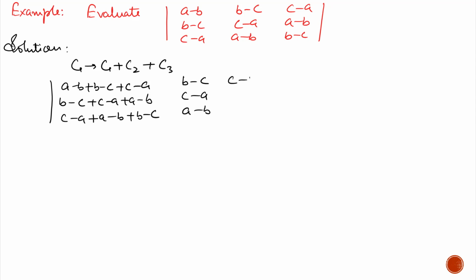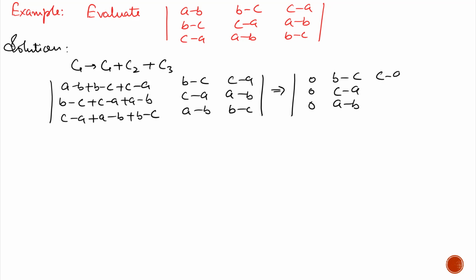Remaining two columns remain same. And in the first column we'll get 0, 0, 0. And the second and the third column remain same. Because all elements of a column are 0, the answer of the determinant is equal to 0.